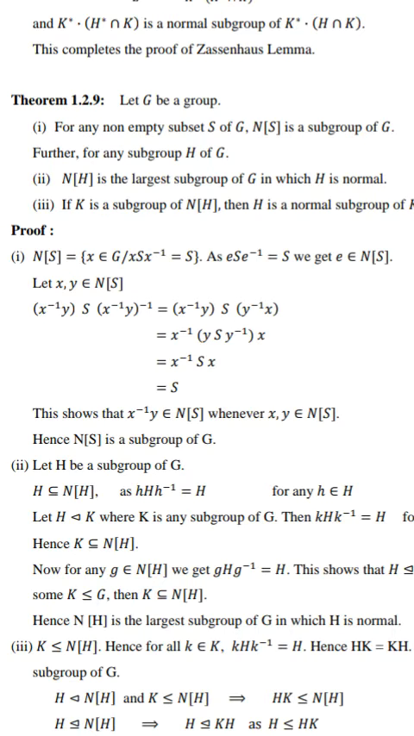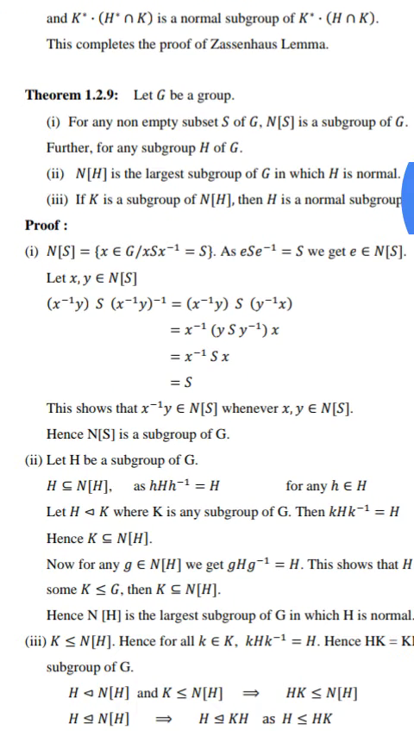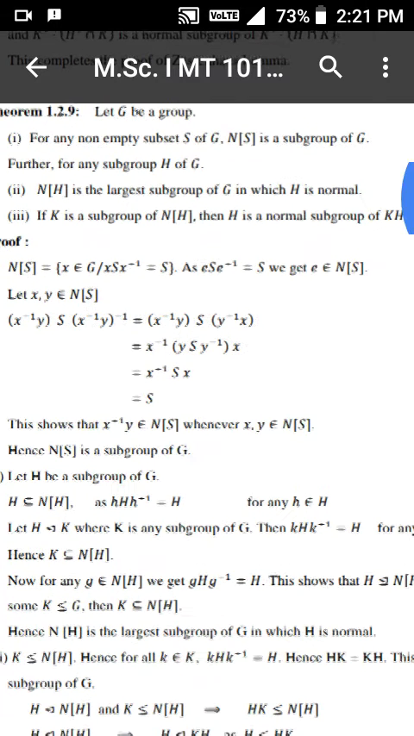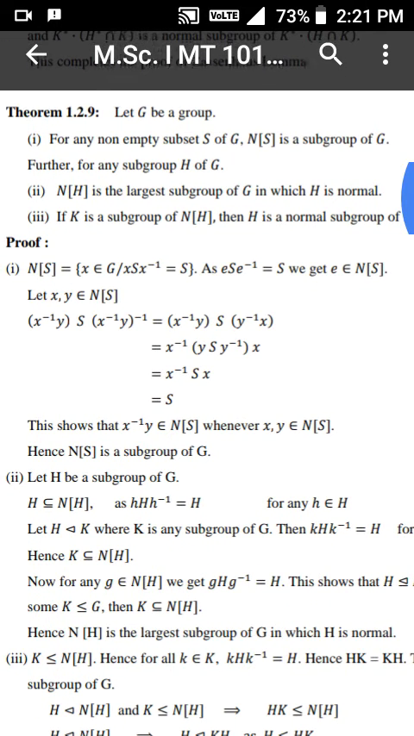Let G be a group. For any non-empty subset S of G, N(S) is a subgroup of G. Further, for any subgroup H of G, N(H) is the largest subgroup of G in which H is normal. Next, if K is a subgroup of N(H), then H is a normal subgroup of KH.